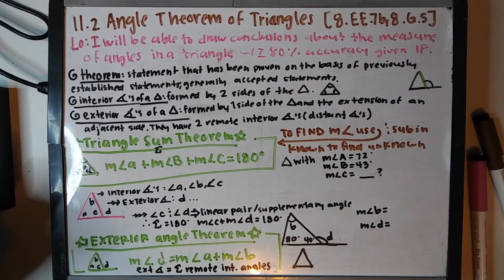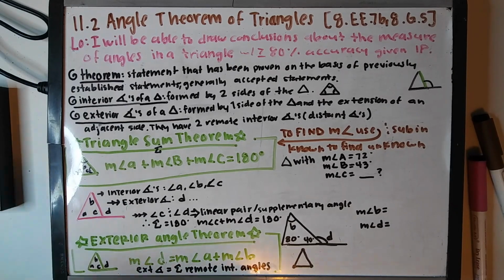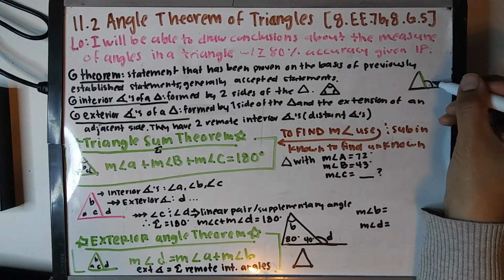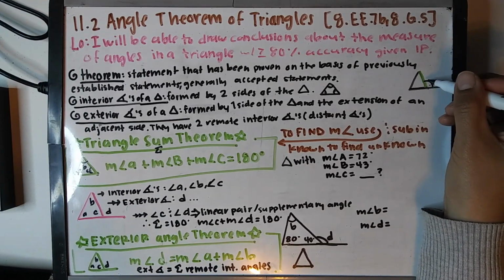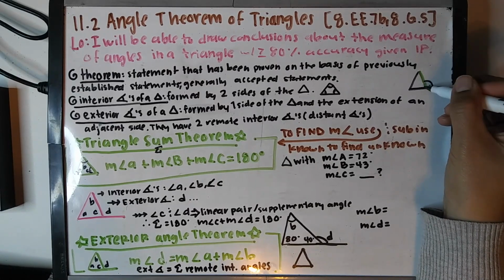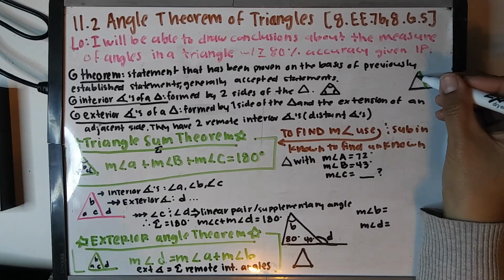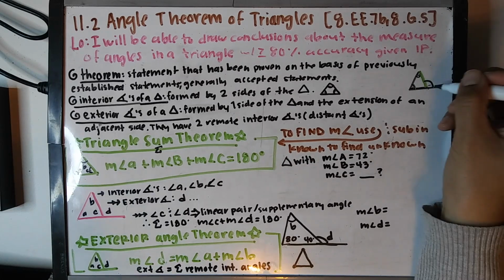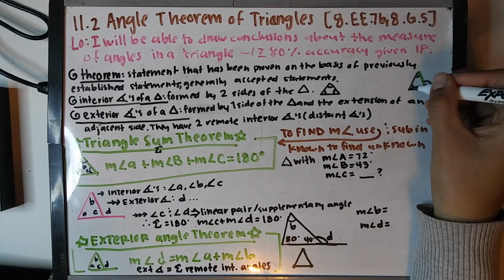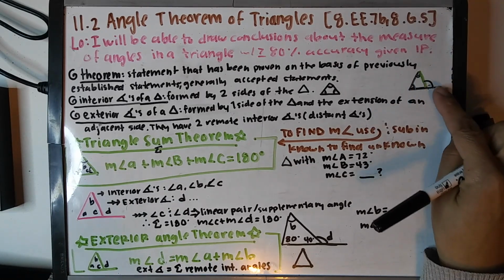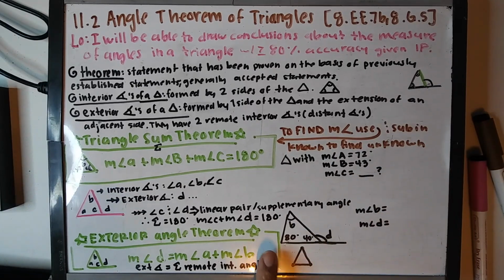Okay, and then every exterior angle has two remote interior angles, meaning the angles that are not next to it. So this right here won't be remote because it's right next to it, it's adjacent to that. But this one right here and this one right here are remote. They're far away from this one. So this exterior angle has two remote interior angles, and that's going to be helpful to know for this one right here. So make sure you know that.